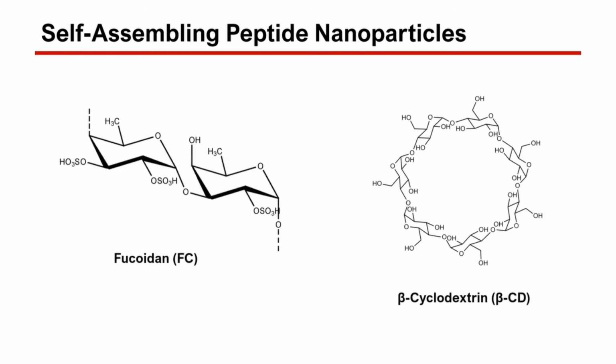In order to produce stable DSNs, two polysaccharides were mainly studied. These were fucoidan, or Fc, and β-cyclodextrin, or beta-CD. Fucoidan is an anionic polysaccharide derived from brown seaweed that could form electrostatic complexes with our cationic peptides, while beta-cyclodextrin is a cyclic polysaccharide derived from starch that has a hydrophobic cavity that can incorporate hydrophobic molecules, and therefore it is commonly used as a drug delivery carrier.